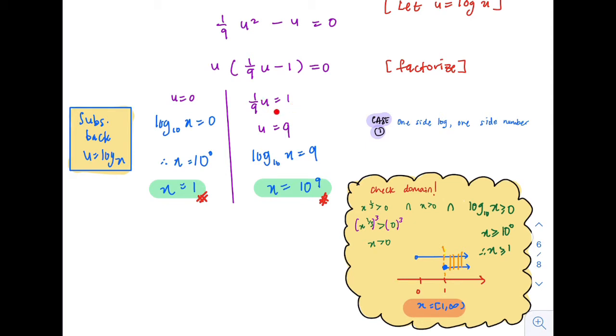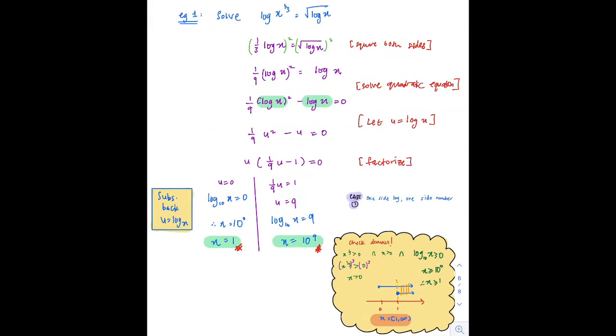1 over 9 u minus 1 equal to 0, so 1 over 9 u is equal to 1, and u is equal to 9. So log base 10 x, back substituted, is equal to 9. One side log, one side number, again case 1. Change to exponential. Therefore, x is 10 to the power of 9. Now let's check the domain.